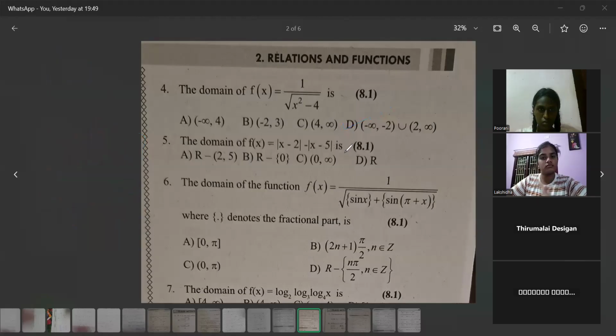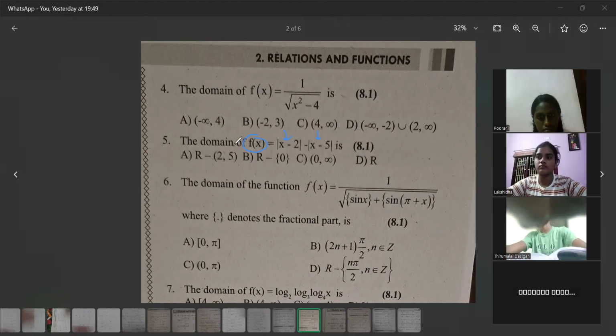Fifth question. This mod is given, and we have to find the domain. The expression is always defined. Mod x minus 2 minus mod x minus 5. This is always defined. You can put any value of x, and this will give you some value for f(x). If you take any values of x here and here, you will definitely get some values of f(x). You will not get undefined for any real values of x. So this expression is always defined. There is no problem for any value of x. So the domain is real numbers.